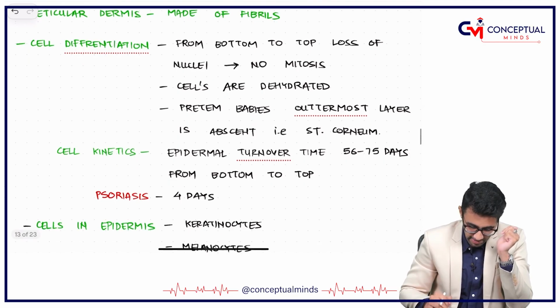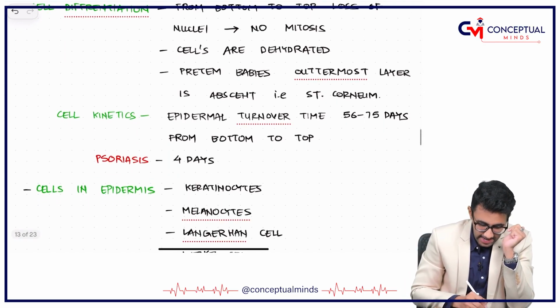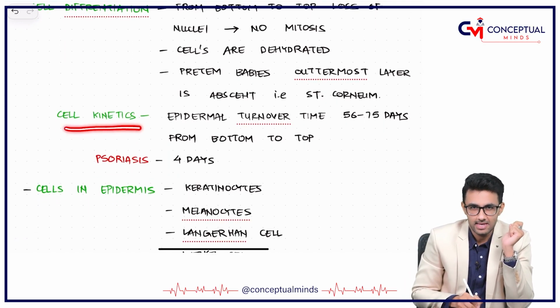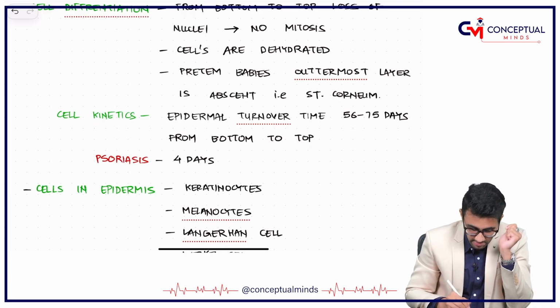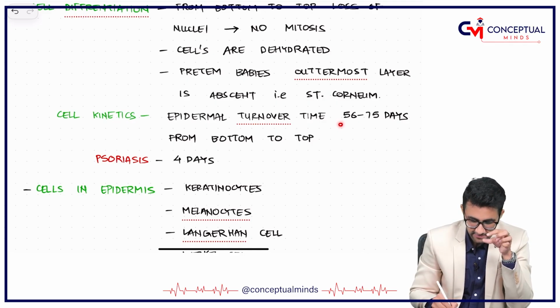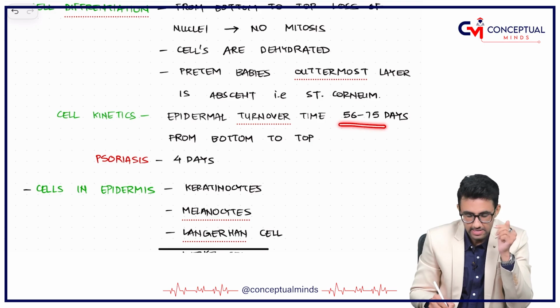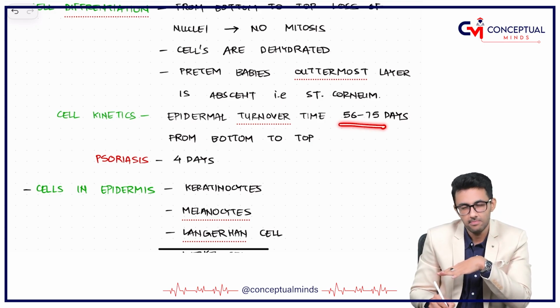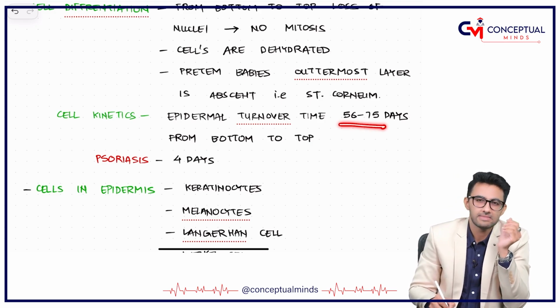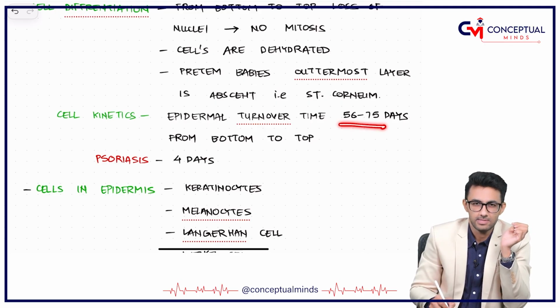Okay, alright. The next is the cell kinetics. This is something we just discussed in the diagram. The epidermal turnover rate is 56 to 75 days for a cell to reach from the very bottom to the top. Okay, it takes 56 to 75 days. It is a range which has to be answered.